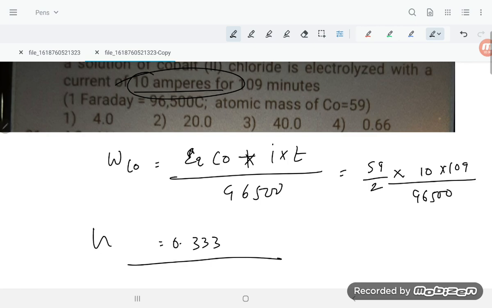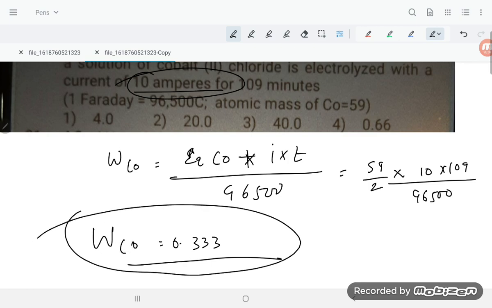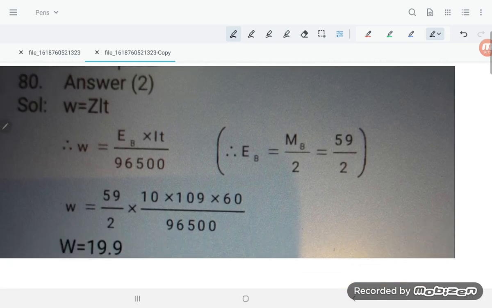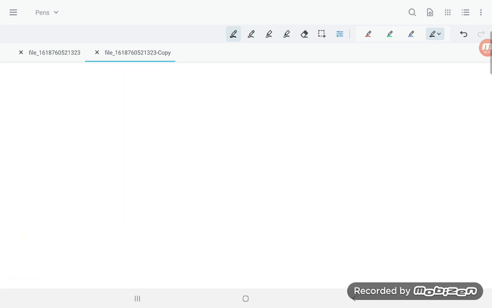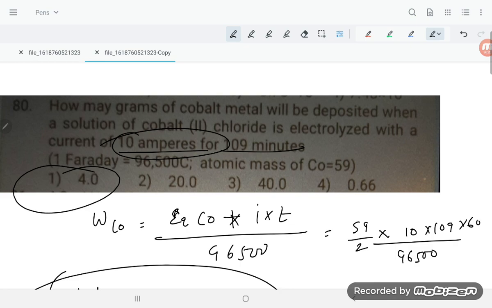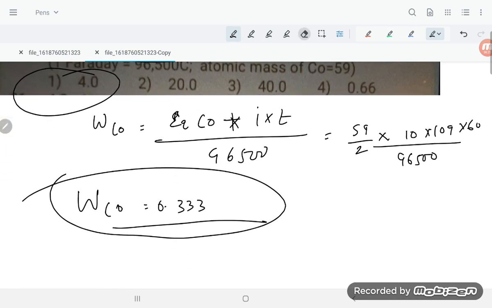0.33. W is 0.33. Means that 4 gram will come. Option number A will come. No student, that is not coming. 59 by 2 into 10 into 10, it is minutes, students. Here see, minute is there, so you have to convert into seconds. So directly you can multiply by 60 now. So how much is it coming? 0.333 multiply by 60. So 19.98 gram, means 20 gram. Option number 2.